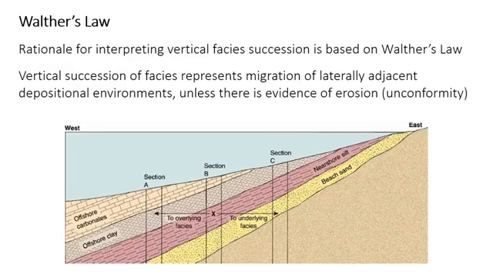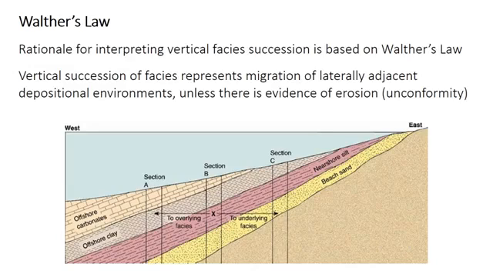So the fundamental basis that allows us to relate the vertical succession of facies that we see in the rock outcrop to the original spatial relationships is called Walther's law. Simply, it states that the vertical succession of facies represents deposits from the migration of laterally adjacent sedimentary environments, at least in a conformable succession. Conformable means that there aren't any significant erosion intervals separating the different facies.